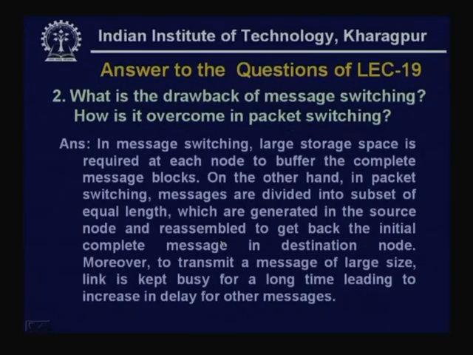Then the second question was, what is the drawback of message switching, and how is it overcome in packet switching? In message switching, large storage space is required at each node to buffer complete message blocks. On the other hand, in packet switching, messages are divided into subsets of equal length, which are generated in the source node and reassembled to get back the initial complete message in the destination node. Moreover, to transmit a message of large size, the link is kept busy for a long time, leading to an increase in delay for other messages. As we discussed in the last lecture, message switching has a number of drawbacks.